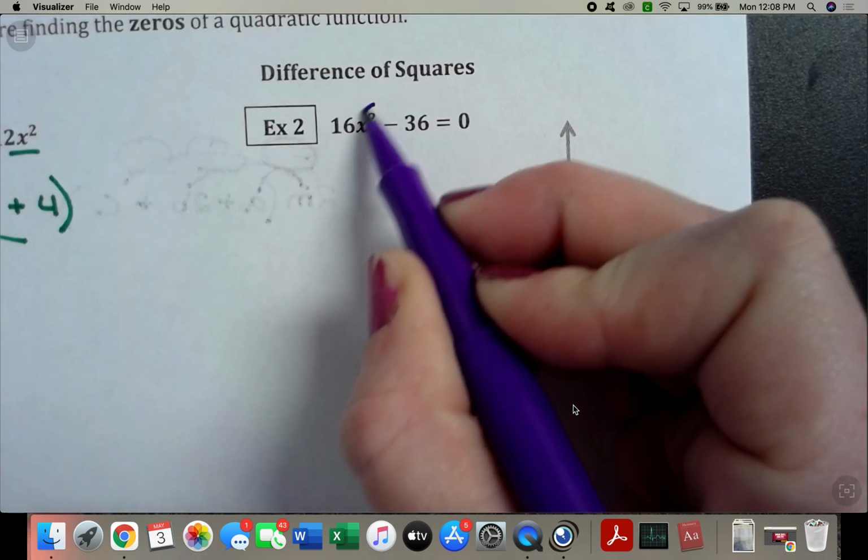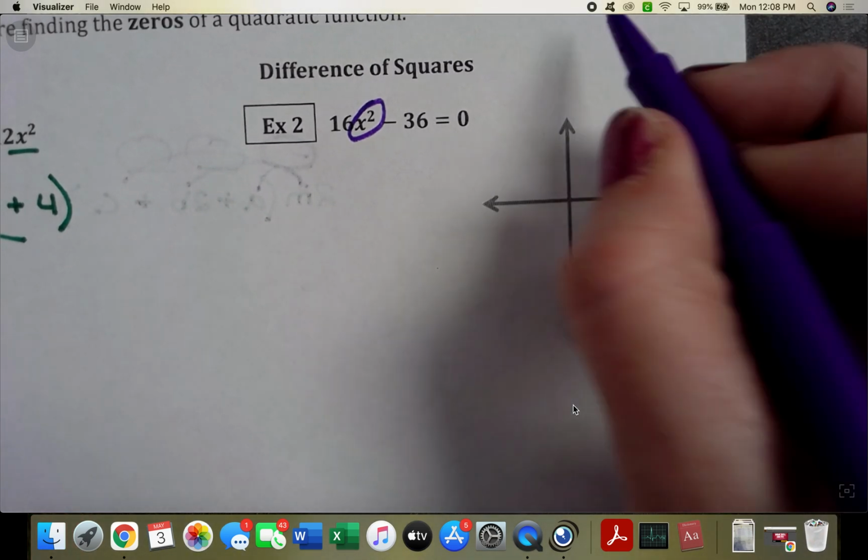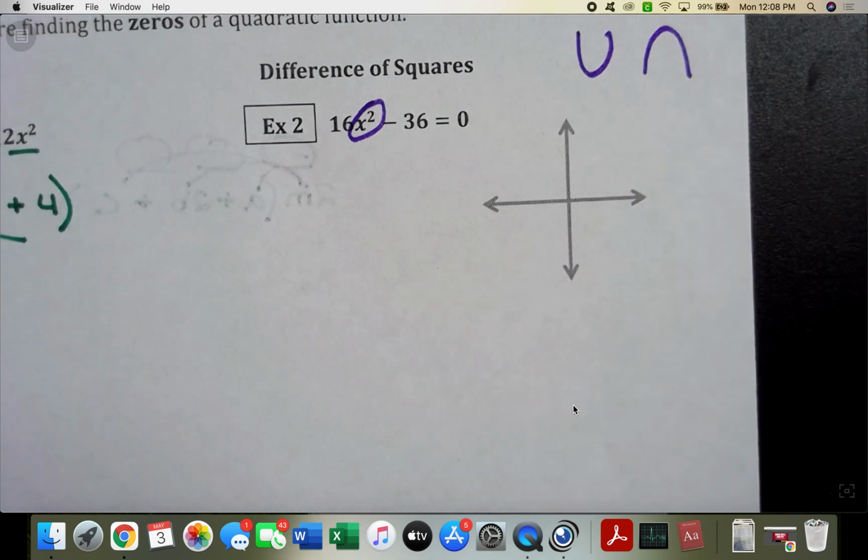And do you remember what x squareds look like when you graph them? It's a parabola. So it's either a smiley face or a frowny face. It looks like this. Okay? One of those two things, okay?